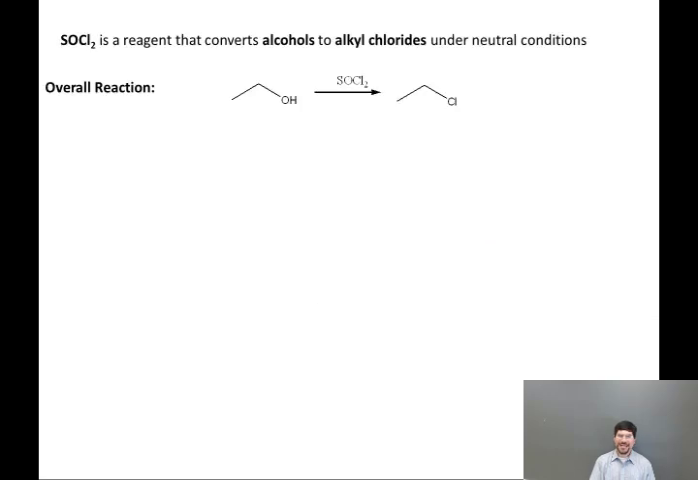Thionyl chloride, SOCl2, is a reagent that converts alcohols to alkyl chlorides under neutral conditions. So similar overall reaction. We can start with an alcohol. We'll use ethanol again. In this case, instead of PBr3, we're using SOCl2, and the product is the alkyl chloride, ethyl chloride in this case.